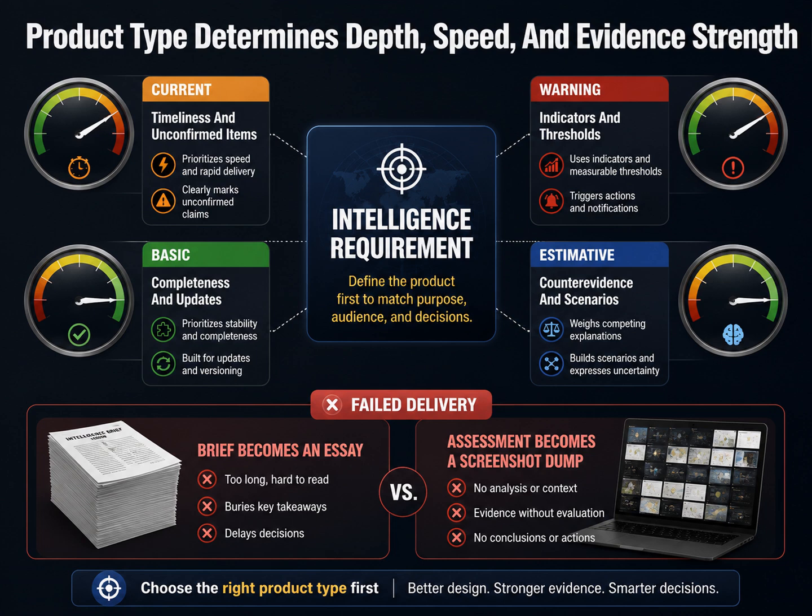Current intelligence needs speed. Basic intelligence needs stability. Warning intelligence must connect signals to action. Estimative intelligence must compare alternatives. None is more advanced than the others. The right question is, what will the reader do next?